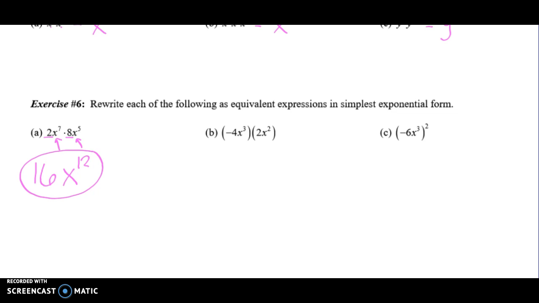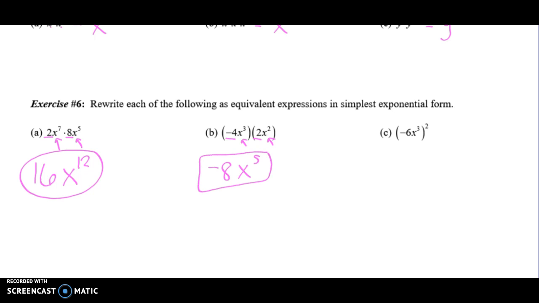Next, it's the same thing, number times number. Negative 4 times 2, negative 8. x to the 3rd times x squared. Same base of x, which means I can add my exponents. So it's negative 8x to the 5th.